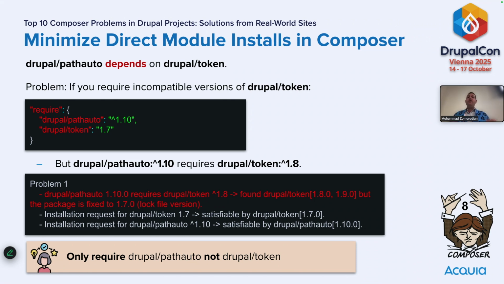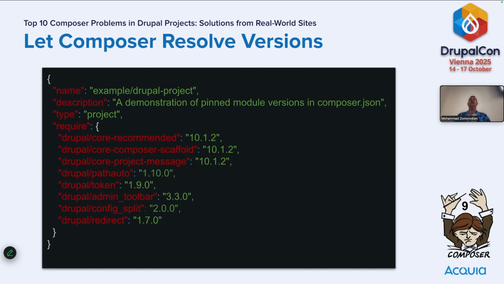So try to avoid installing a dependency of another module. If you install Pathauto, you're good to go. You don't need to install Token again. Let Composer install the dependency packages, which is my next slide.